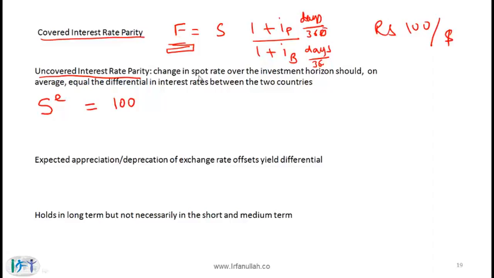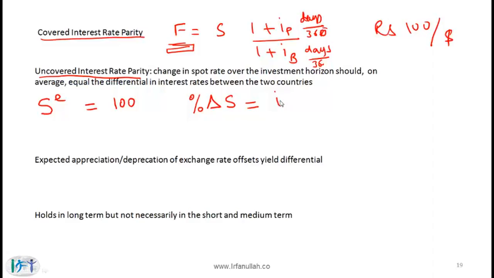Now, moving on, I'll repeat this statement because this is key. According to uncovered interest rate parity, the change in spot rate over the investment horizon should on average equal the differential in interest rates between the two countries. So how can we express this in a formula? We can say that the percentage change in spot rate is equal to the difference between two interest rates.